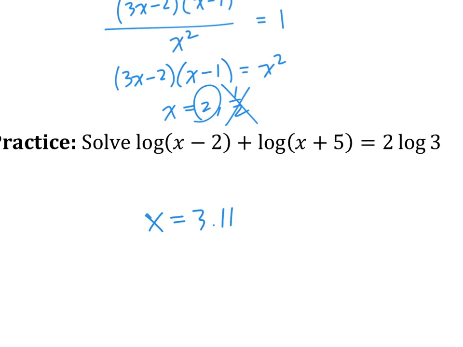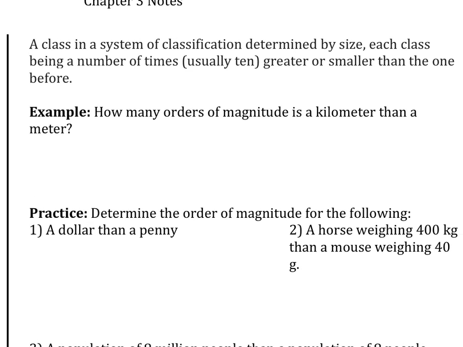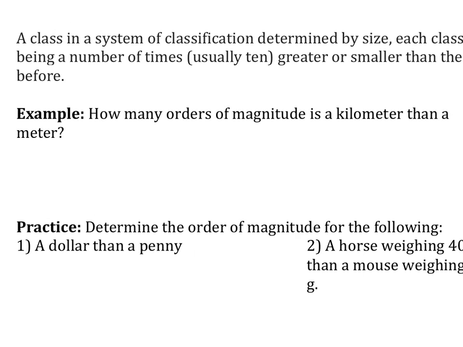All right, we're really quickly going to go into applications of log. So first, we're going to talk about order of magnitude. Order of magnitude is a way of classifying things by how many orders of 10. Is this one bigger than the other or smaller? So let's look at the first example. How many orders of magnitude is a kilometer bigger than a meter? 1 kilometer versus 1 meter.